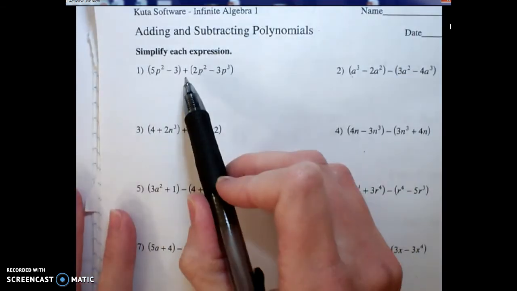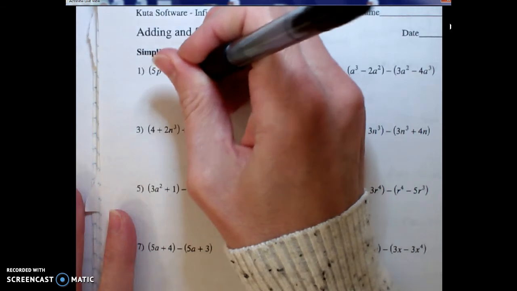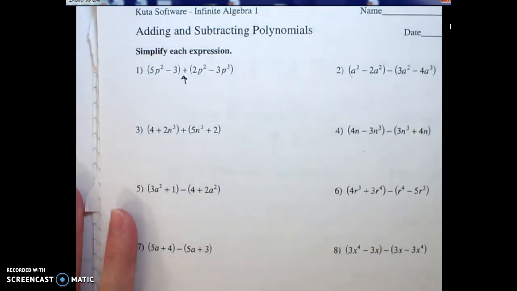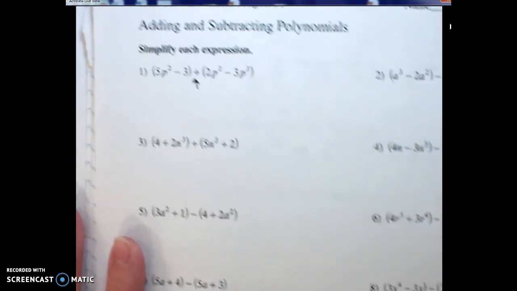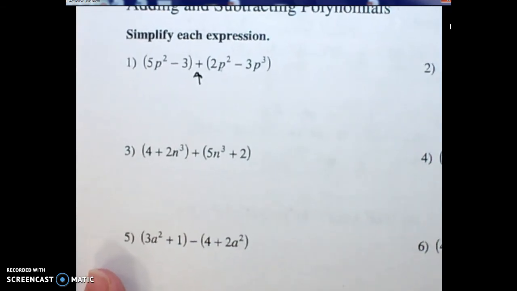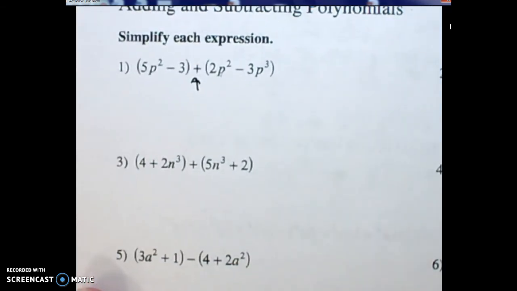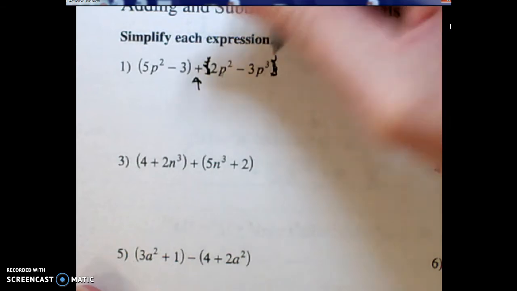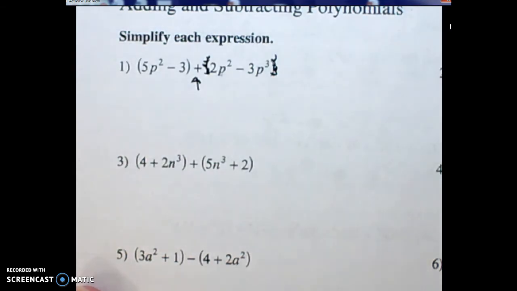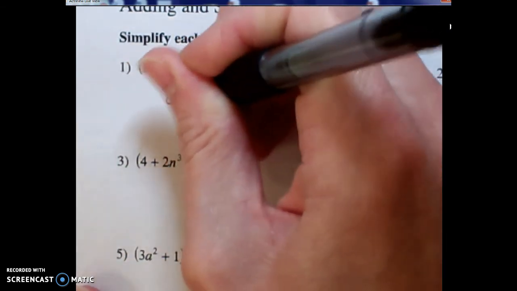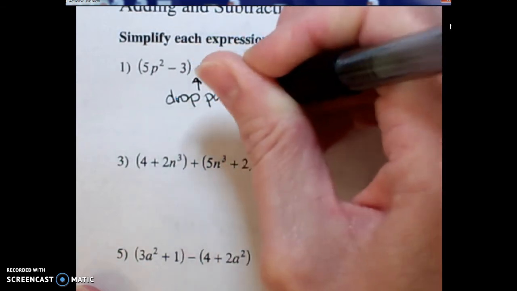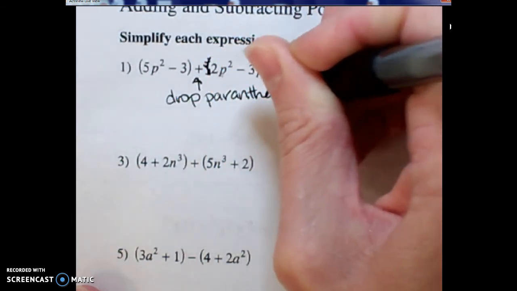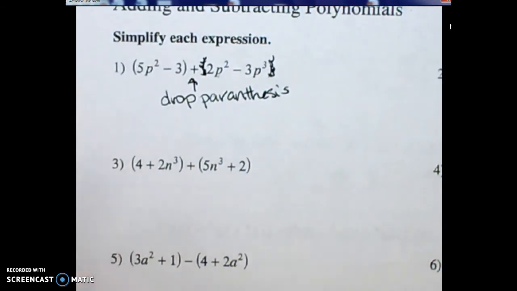First thing that I notice here is that I have this plus sign in the middle. I'll zoom in on that, sorry. Is that going to affect anything in that second parentheses? Does it change anything? No, it doesn't change anything. Essentially, I don't even need to have this parentheses on there. Because I have a plus sign in there, I can drop the parentheses immediately. So that plus sign means I get to drop the parentheses, and then I'm just combining like terms.